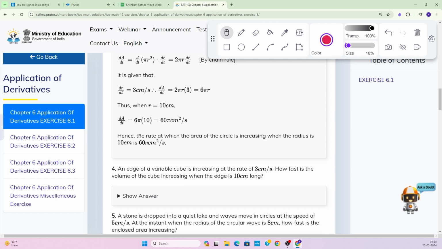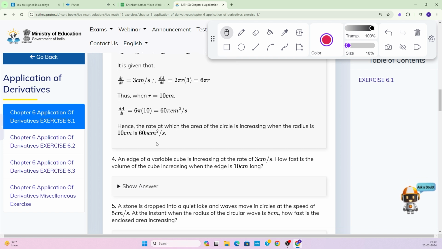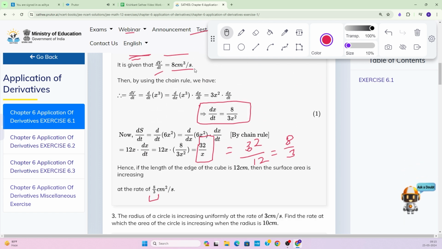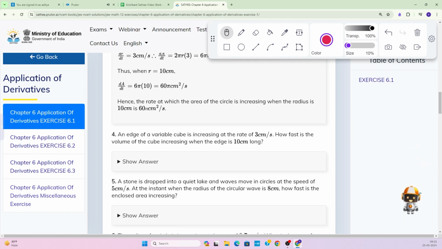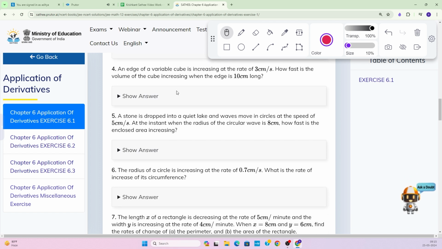So the rate at which the area of a circle is increasing when the radius is 10 will be 60 pi centimeter square per second. Clear? Okay, let us move to the next problem.